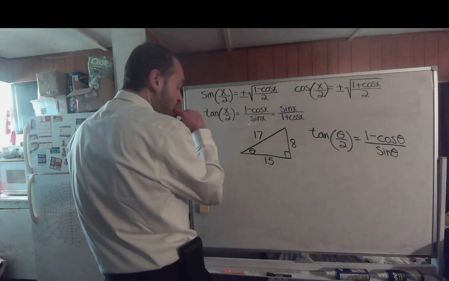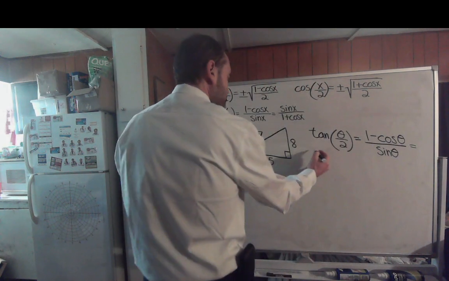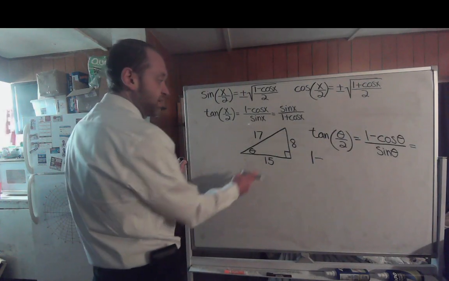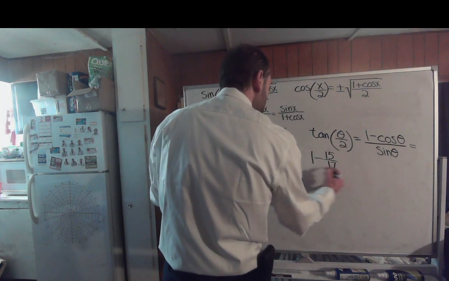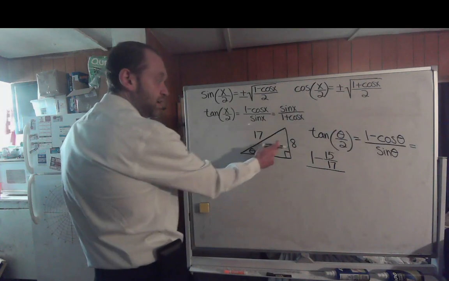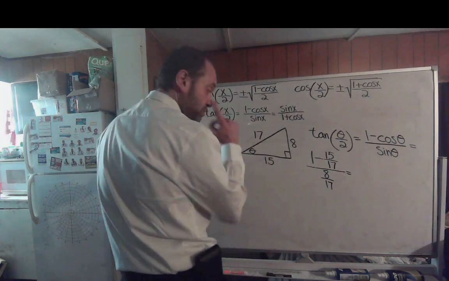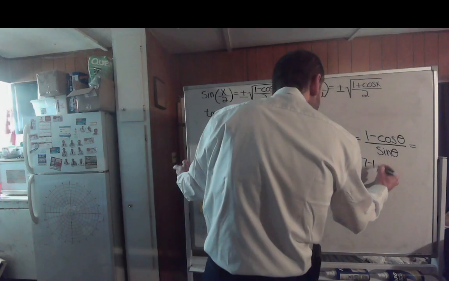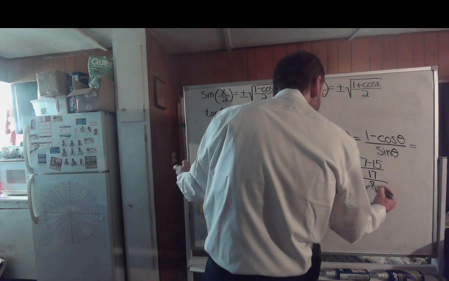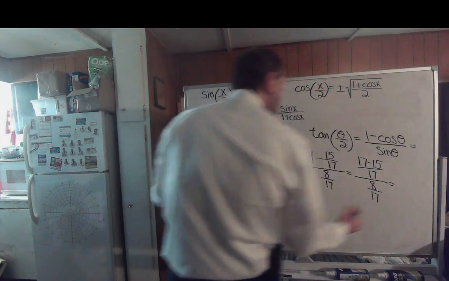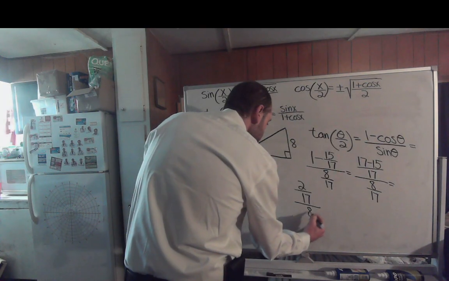Alright, so let's see here. So 1 minus, what is that cosine of theta? That's 15/17. That's going to be all over the sine of theta, which is 8/17. So this would simplify into 17 minus 15 over 17 all over 8/17, which would simplify into 2/17 all over 8/17.